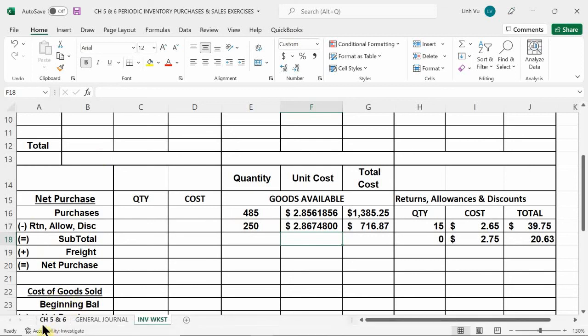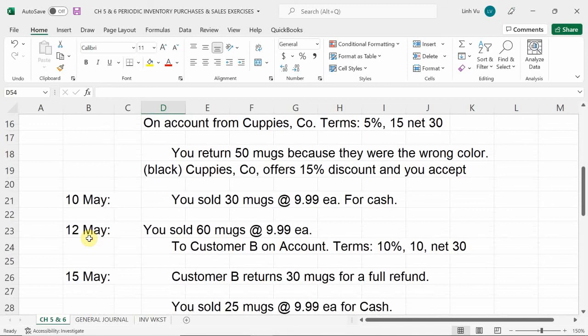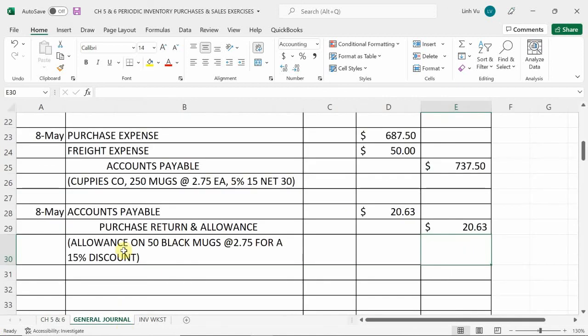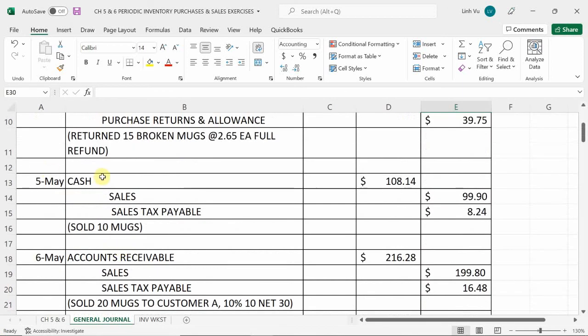So let's see what happened next. Then, here on May 10, we end up selling 30 mugs for $9.99 each for cash. So how should I record this transaction? Good.